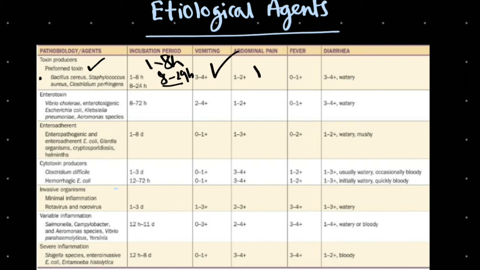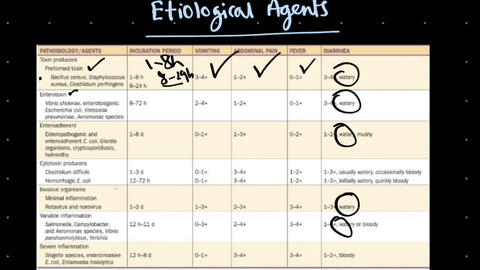There is vomiting, abdominal pain, and fever may be mildly present or not there. Most of these organisms cause watery diarrhea, as you can see. All of them will cause watery diarrhea, except some that we'll discuss. Let's see what other organisms can cause watery diarrhea. Enterotoxin producing organisms like Vibrio cholerae, enterotoxigenic E. coli, Klebsiella pneumoniae, and Aeromonas species have an incubation period from 8 to 72 hours. There will be vomiting, abdominal pain, mild fever, and watery diarrhea.